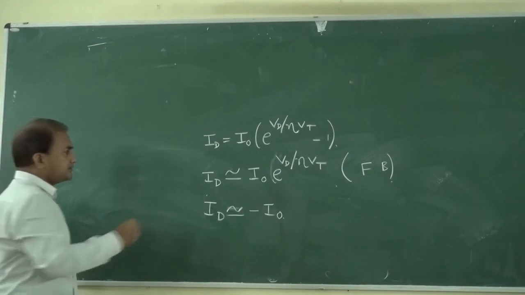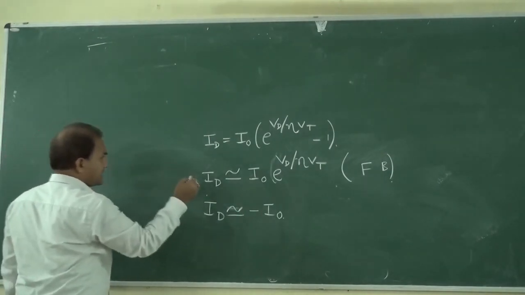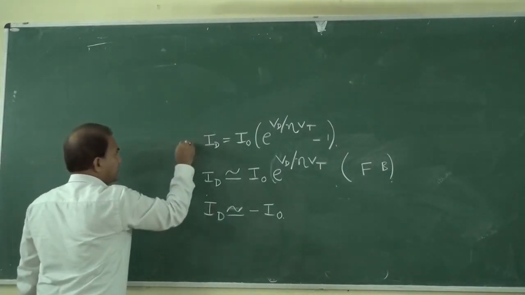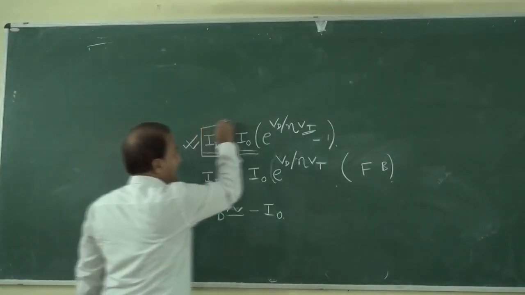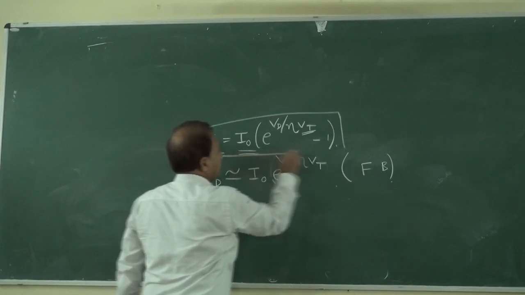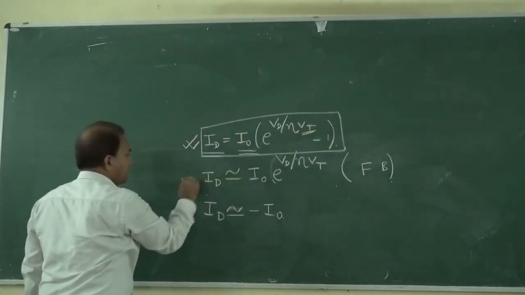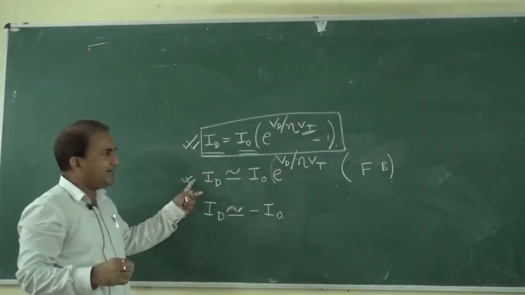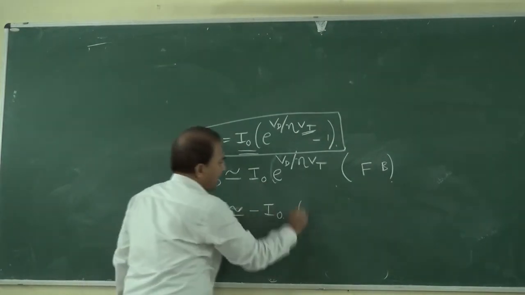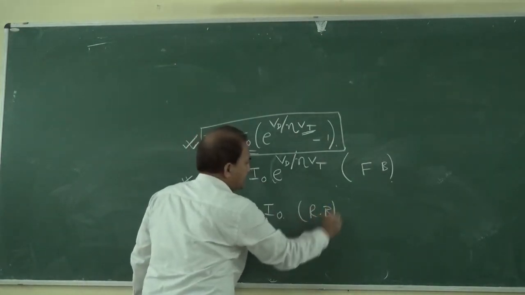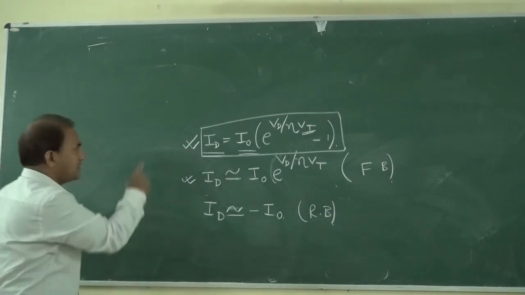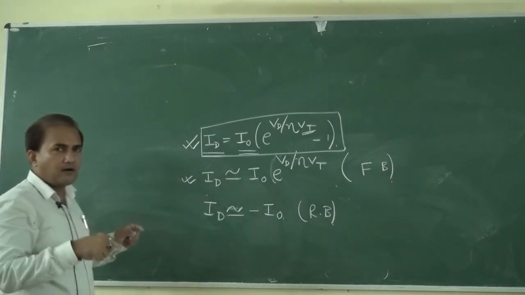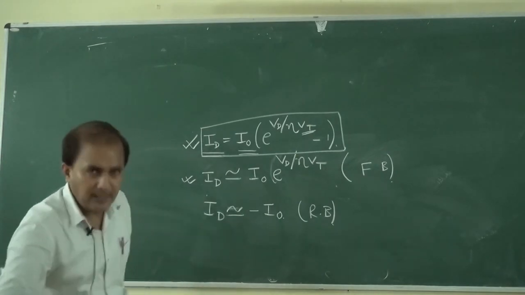Okay. So the graph VI characteristics is based on this equation. From this diode current equation, we can roughly write ID in forward bias condition and in reverse bias condition. Okay, so this equation satisfies the VI characteristics of a PN junction diode. Okay.